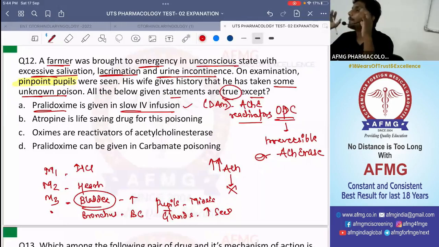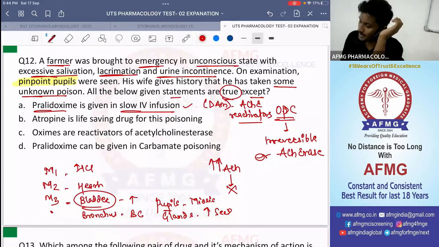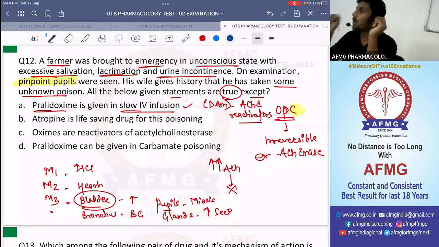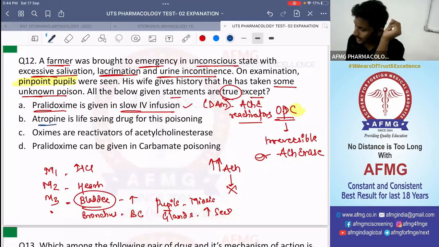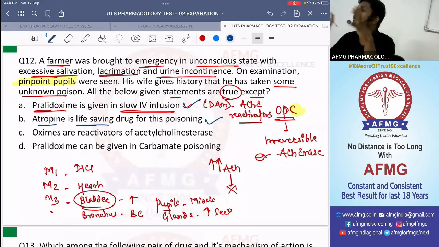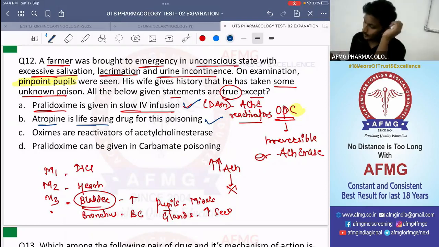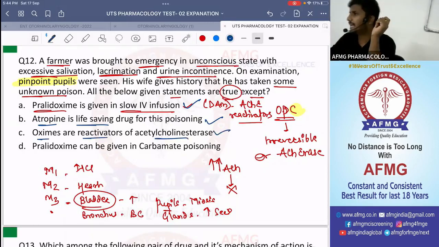Okay, and pralidoxime or PAM is not used in carbamate poisoning. It cannot be used in carbamate poisoning. It is only restricted to organophosphate poisoning. ठीक है, याद रखो. Option B says atropine is a life-saving drug for this poisoning. Yes. Why? Because atropine blocks all the muscarinic side effects of this acetylcholine, and therefore atropine will save the life of this patient. ठीक है. Option C says oximes are reactivators of acetylcholinesterase. Yes, they are reactivators of acetylcholinesterase.